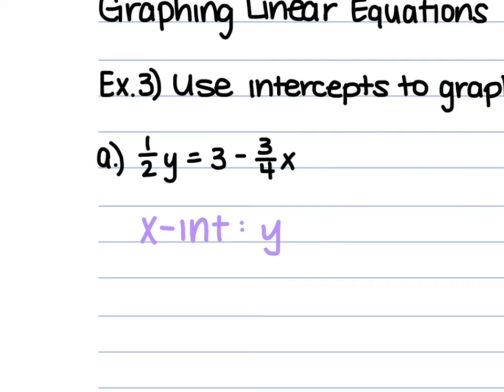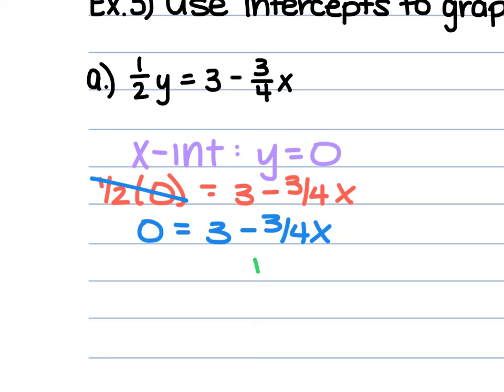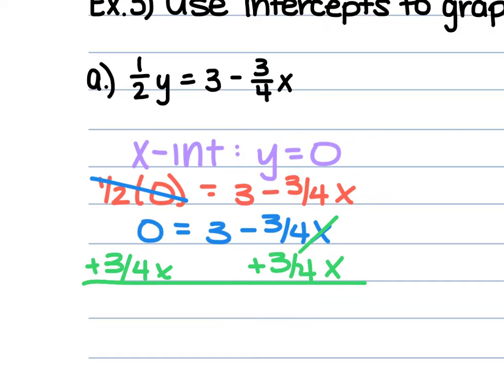So we're going to plug in y is equal to 0. So this is going to be 1/2 times 0 is equal to 3 minus 3/4 times x. So we have to solve for x. This is going to cancel. So we're going to have 0 is equal to 3 minus 3/4 x. I'm going to move that 3/4 x over by adding it. And this is going to leave me with 3/4 x is equal to 3.